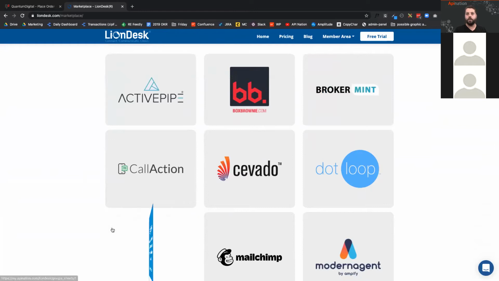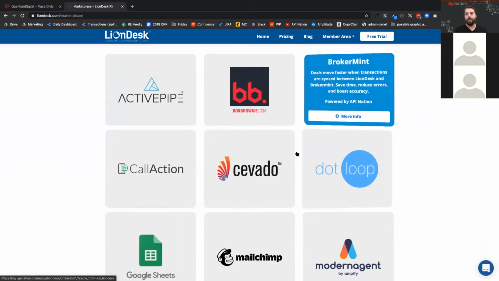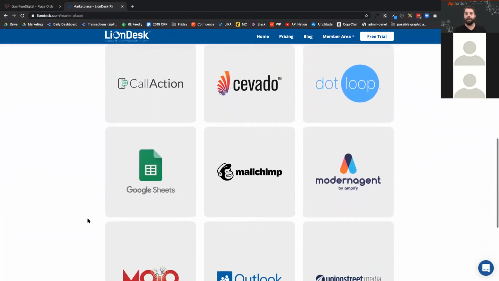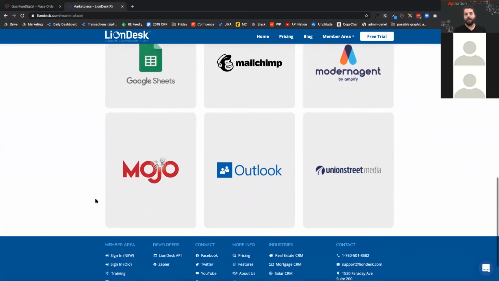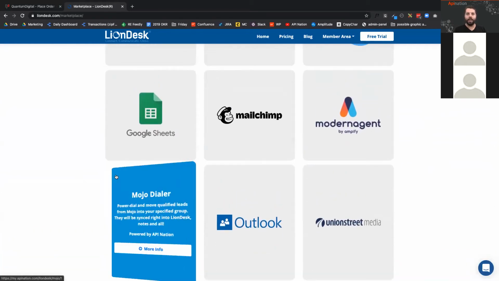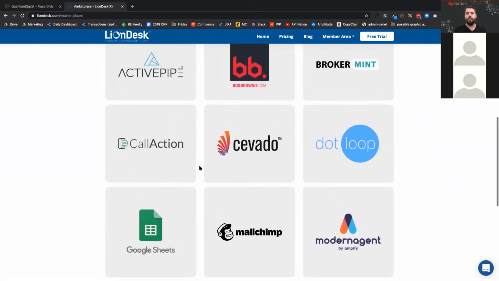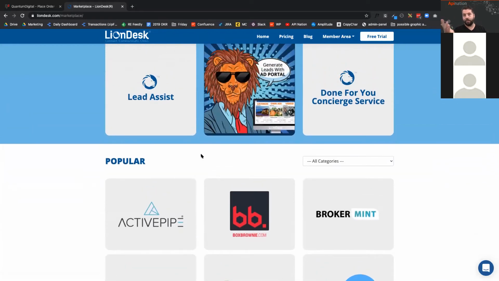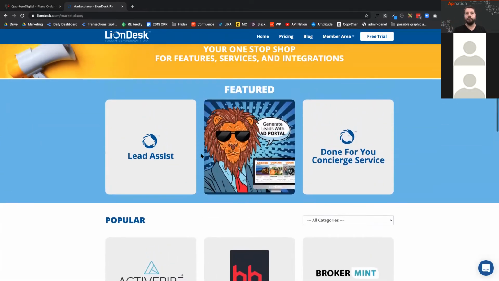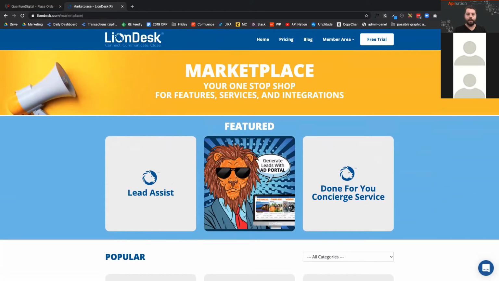We've built quite a few: Google Sheets, MailChimp, Dotloop, BrokerMint. We've built this QuantumDigital one, but it's actually so new, so fresh that they are still working on getting it on this marketplace. So you'll see that here, I believe, in a couple of days or so. But in the meantime, you can still get it. We'll show you exactly how to get it, and it'll be in the marketplace very shortly.